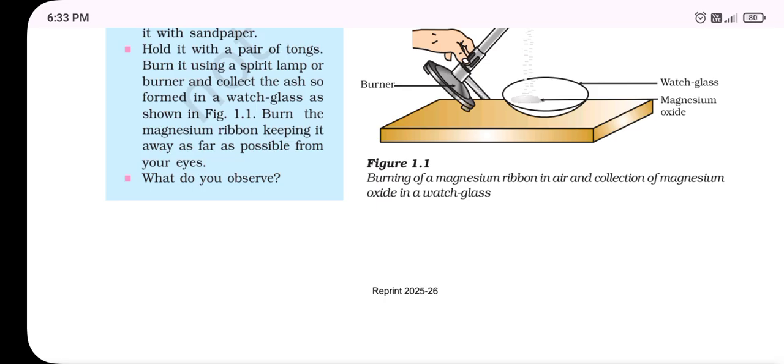So formed in a watch glass, as shown in figure 1.1. Burn the magnesium ribbon, keeping it as far as possible from your eyes, because I said already that your eyes are very precious, and you should look at it very carefully, paying full attention to it.